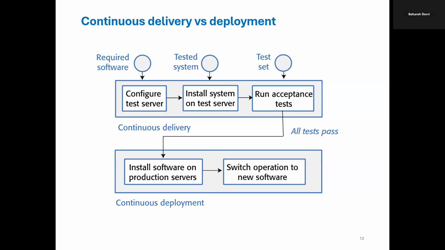Now moving to the bottom half, if we decide to automate the next step, actually installing the software on production servers and switching users to the new version, we move into continuous deployment. That means no manual gatekeeping. Every approved change goes live automatically.